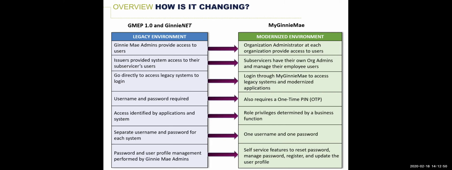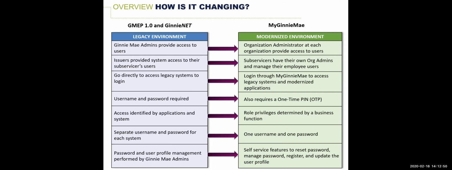But once you entered that username and password, you got into the system. MyGinnieMae has a step up, what we called multi-factor authentication, which also requires a one-time PIN. Again, additional security. In legacy environments, your access was identified by the applications and systems you wanted access to. So if you were a user that needed access to do your job, you would ask for specific systems. In MyGinnieMae, you just need to know what your job function is, and then the access and the systems that you need come with that.